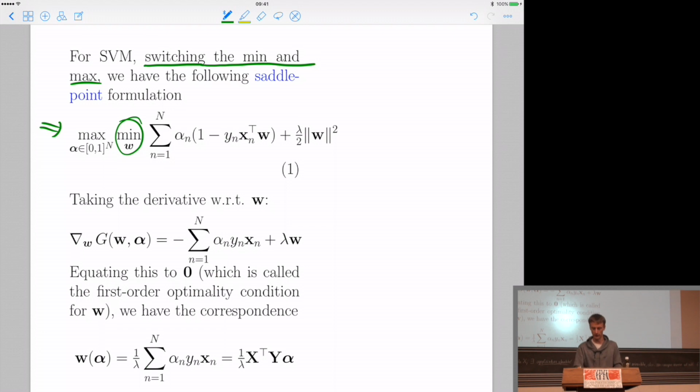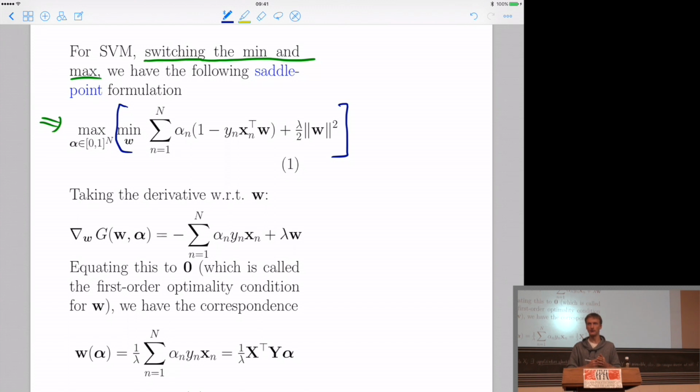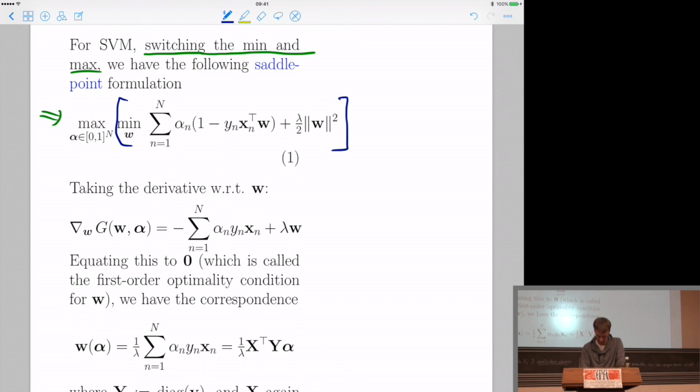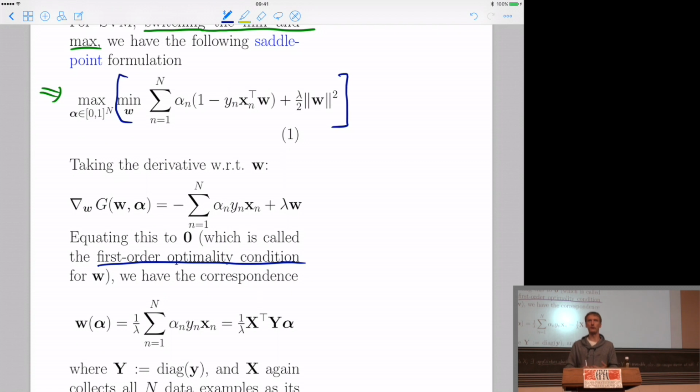Let's just do it step by step. So we are now doing the inner minimization. So forget about alpha, they are fixed for now, and now we're going to solve the inner one. And that, again, is going to work quite nicely with just setting the W derivative to 0. So let's see what we get from that. Doing that is called the first order optimality condition for this inner problem.